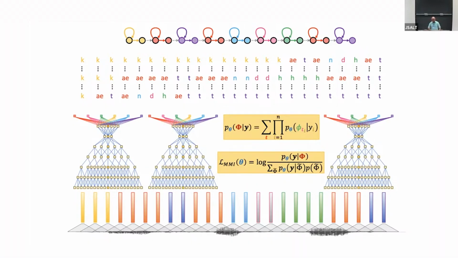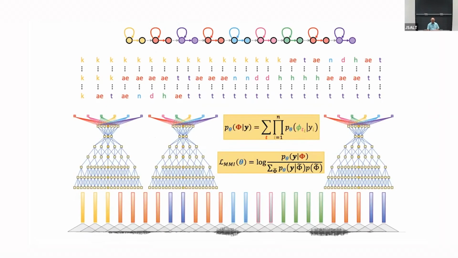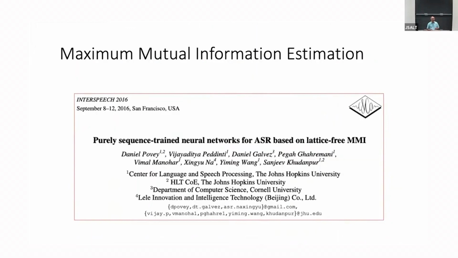It turns out this was nothing new to neural nets either, because we had a paper just a couple of years earlier. Maximum mutual information training, I think people had known about it for a long time. The first papers using that for speech recognition date back to 96. That was the year I started working on speech. So, old ideas. It's just that in 2016, we figured out how to apply this to neural nets.